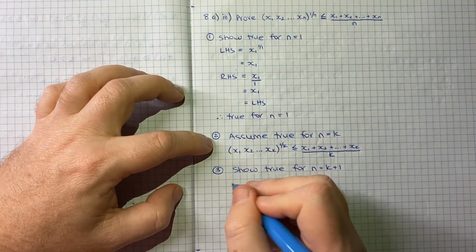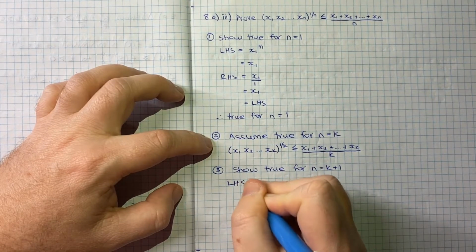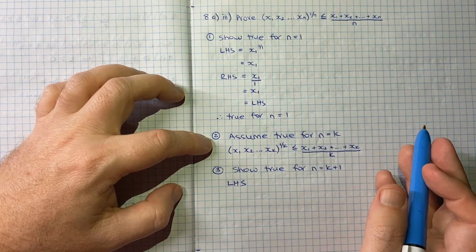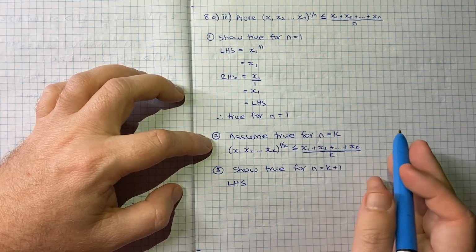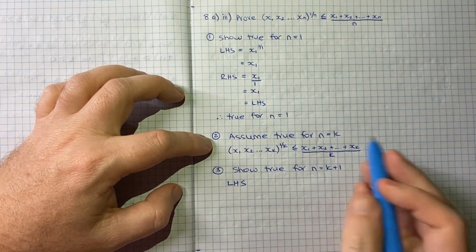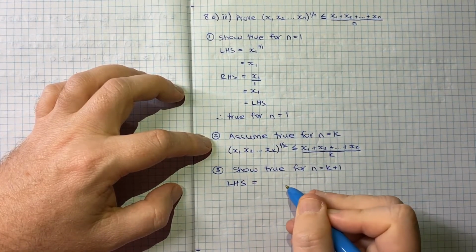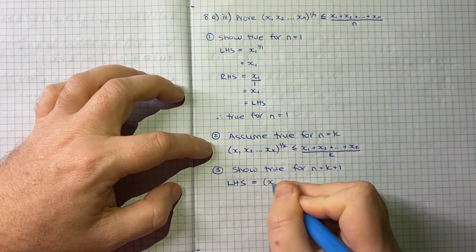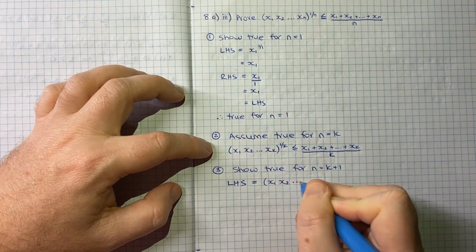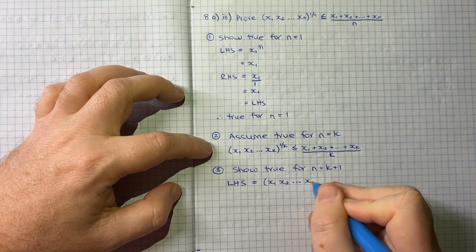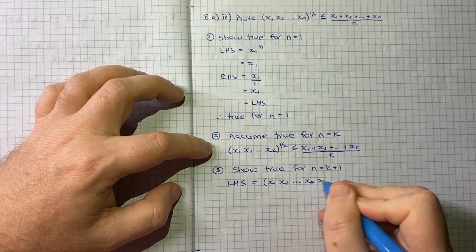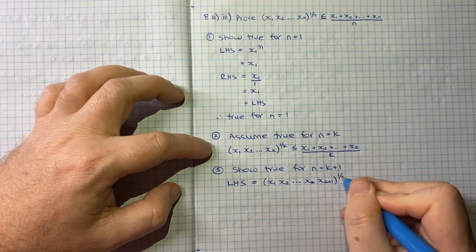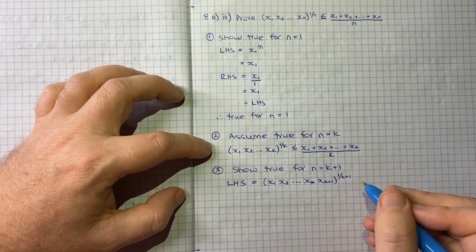Let's just start with the left-hand side and see if we can end up with something that looks like the right-hand side, or at least have an inequality where we end up with the right-hand side. So the left-hand side will be equal to, if we're putting in k plus 1, we're going to get x1 times x2 and so on. I might just write times xk, and then we have to go one more, xk plus 1, all to the power of 1 on k plus 1. That's our left-hand side.